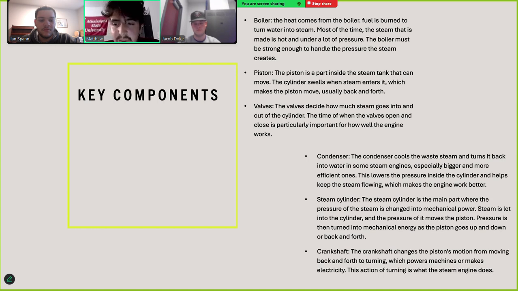The steam cylinder is the main part where the pressure of the steam is changed into mechanical power. Steam is let into the cylinder and the pressure of it moves the piston. Pressure is then turned into mechanical energy as the piston goes up and down or back and forth. The crankshaft changes the piston's motion from moving back and forth to turning, which powers machines or makes electricity. This turning action is what the steam engine does.